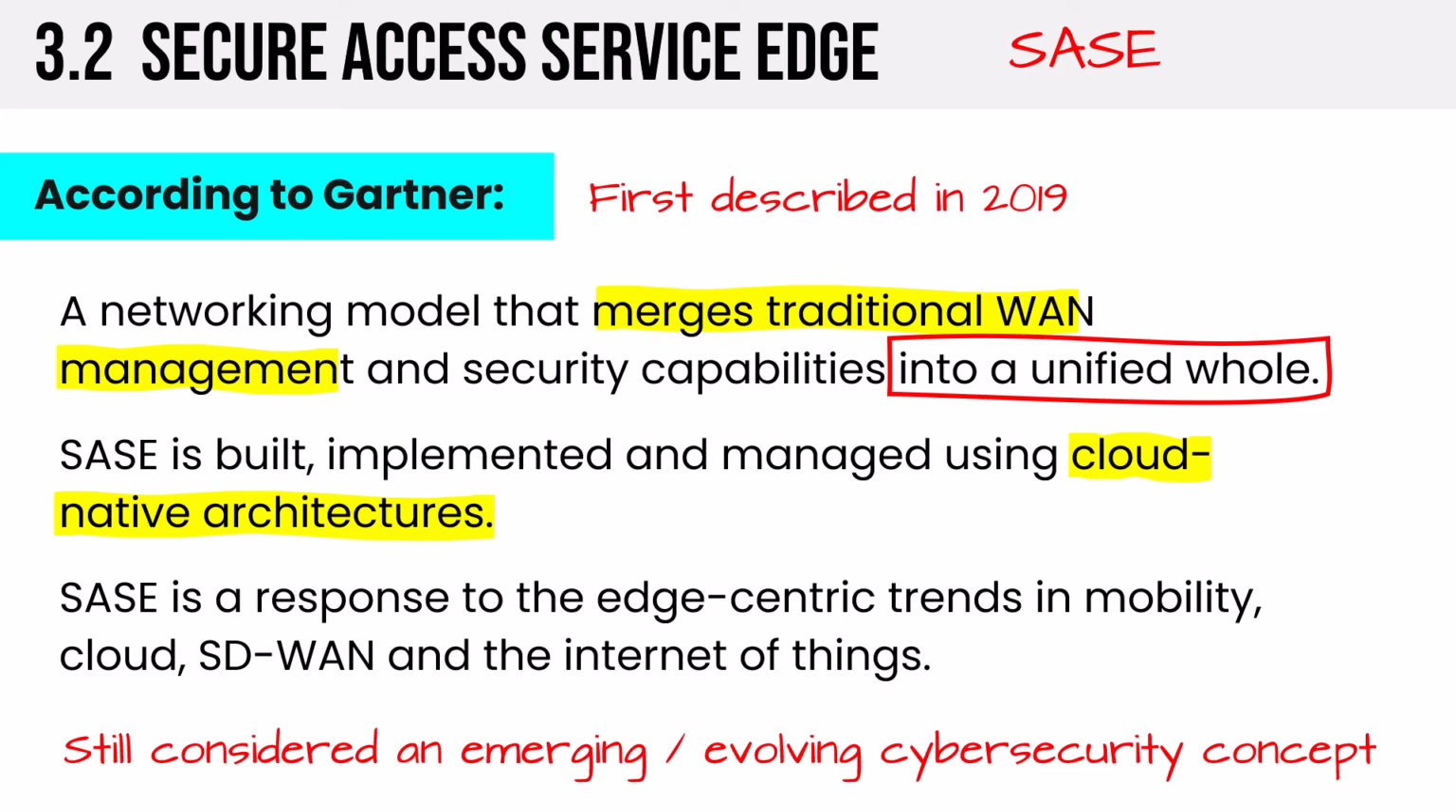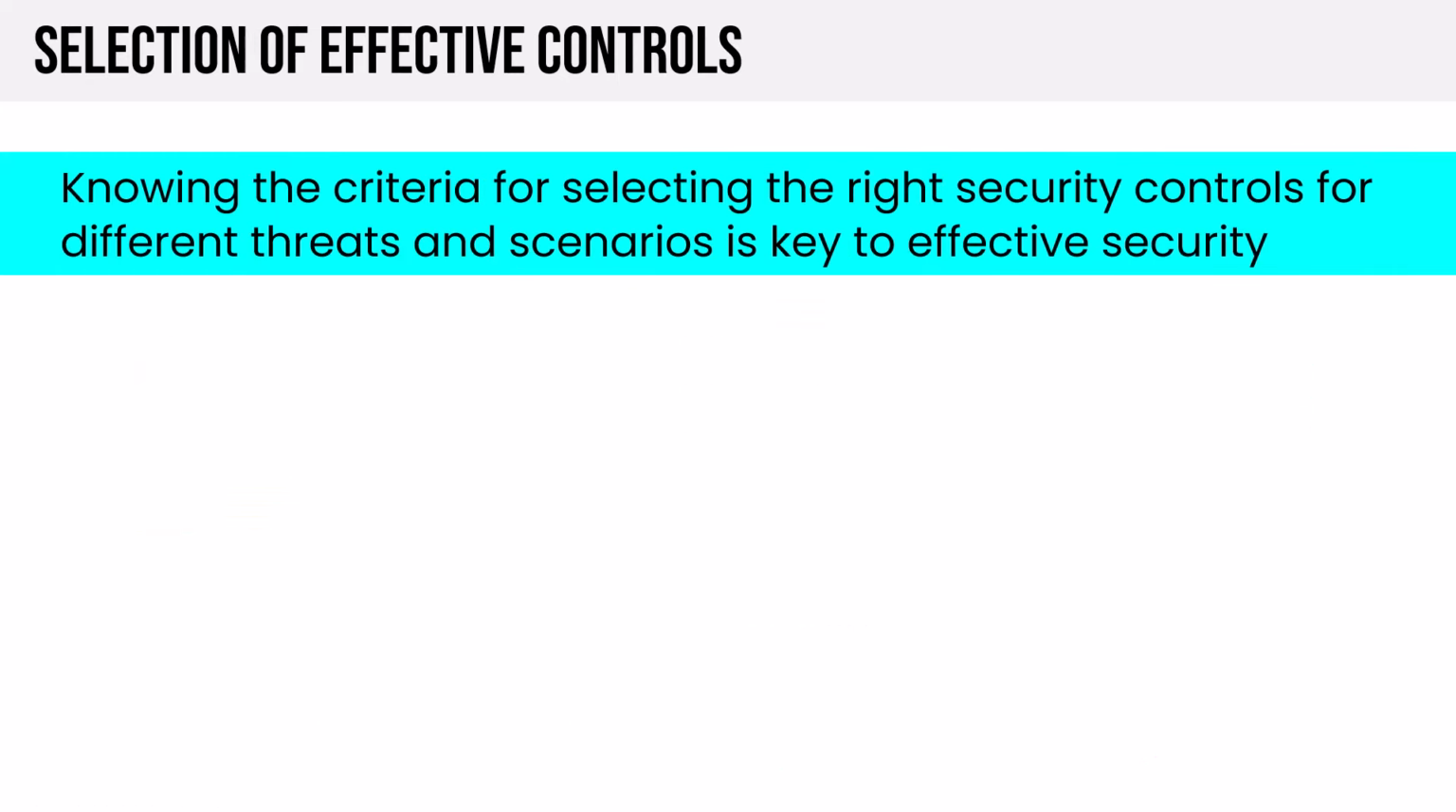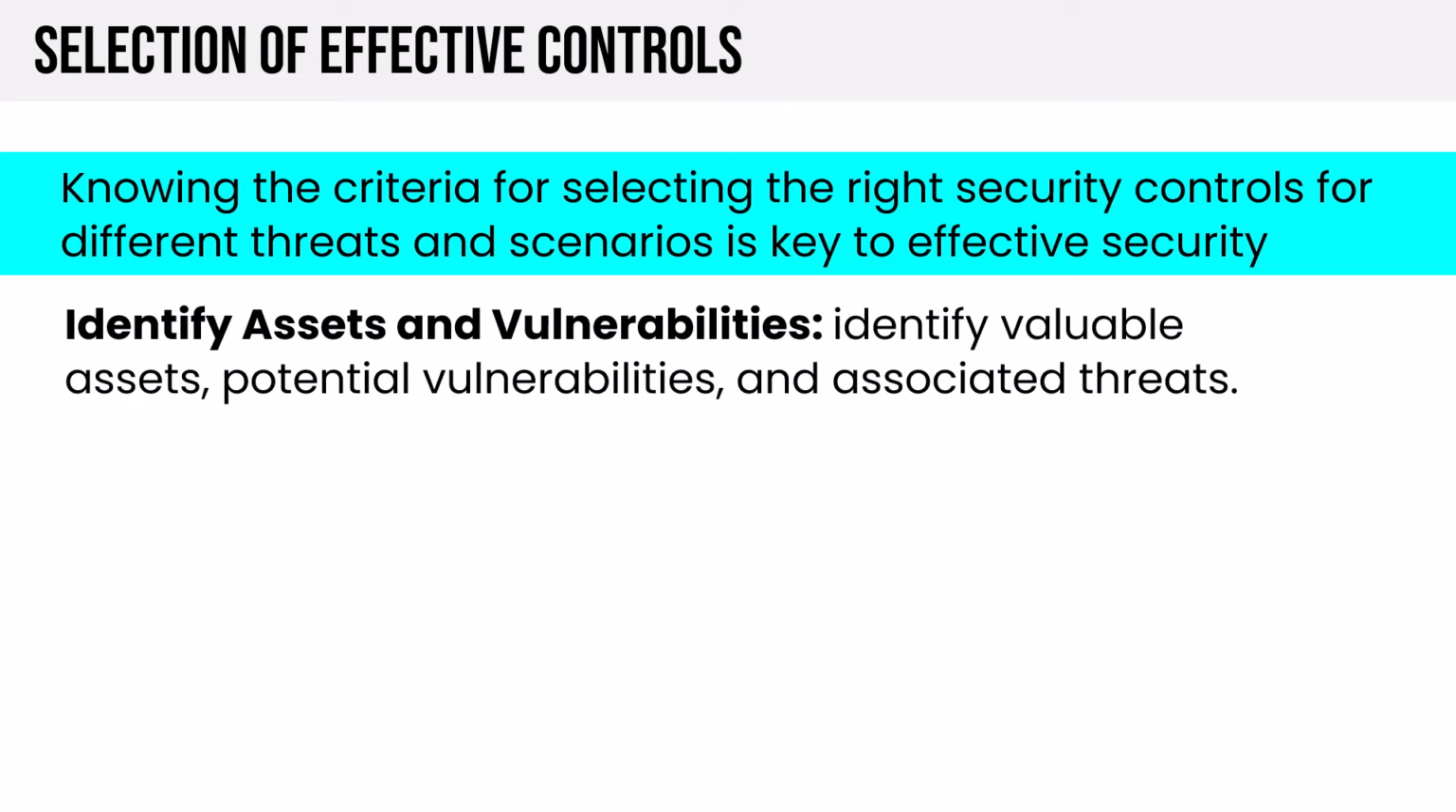All right, last on the syllabus for 3.2 is selection of effective security controls. Knowing the criteria for selecting the right security controls for different threats and scenarios is absolutely key to effective security. You need to be able to match the controls to the scenario. So how do you go about doing that? Well, you need to identify the valuable assets in your environment and their vulnerabilities. So you identify your assets, potential vulnerabilities, and the associated threats.